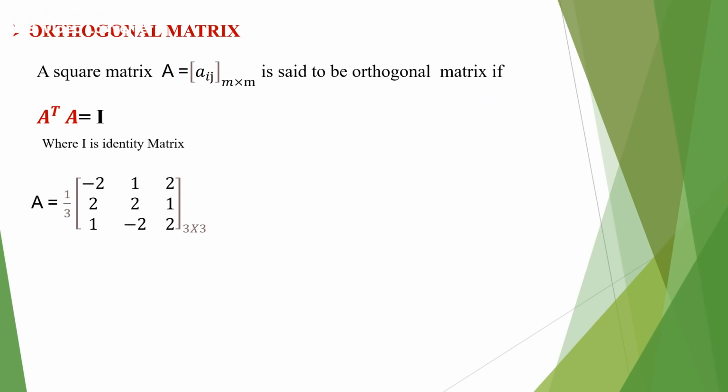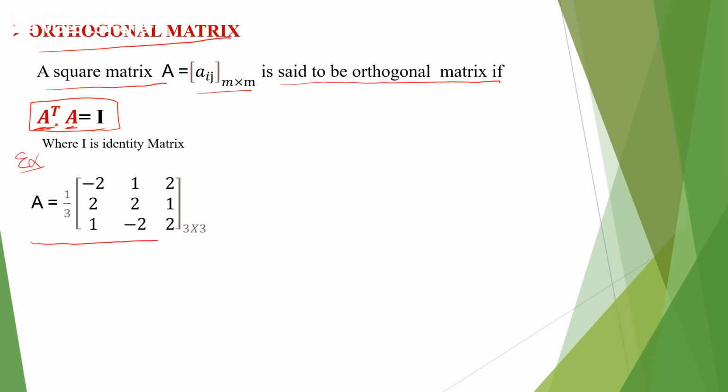Now the orthogonal matrix. A square matrix A of order m is said to be an orthogonal matrix if we take the transpose of that matrix times the matrix, we get the identity matrix. So we take an example.